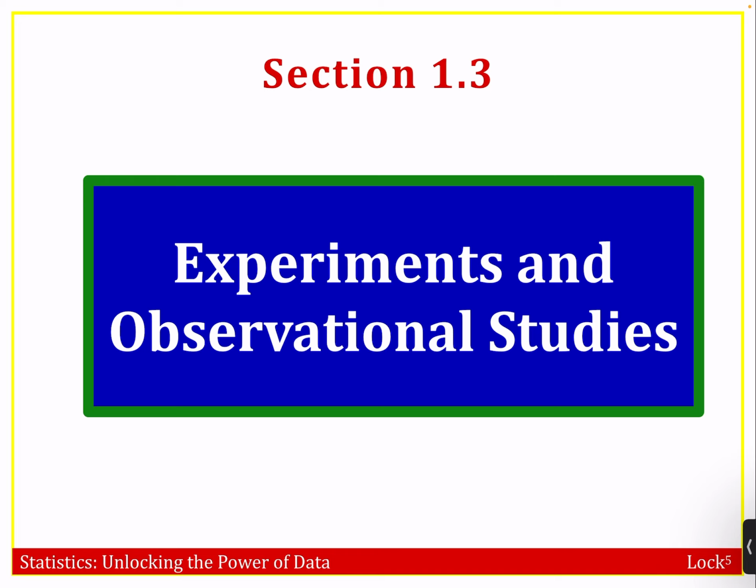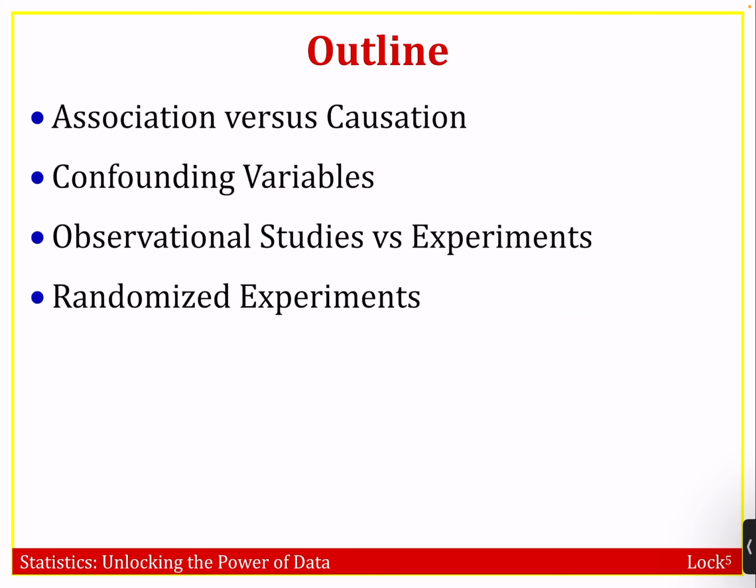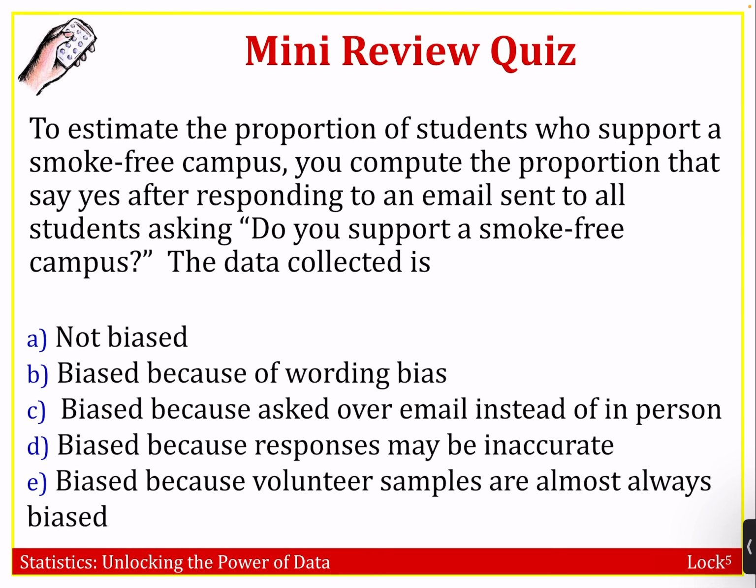We're going to finish out Chapter 1 by talking about experiments and observational studies. Before we do that, though, we're going to talk in general about association and causation. And then we'll talk about confounding variables, and then we'll finally get to observational studies and experiments, and then randomized experiments. If you're confused about some of this wording, like confounding variables, hang tight. It'll all make sense by the time we're done with this section.